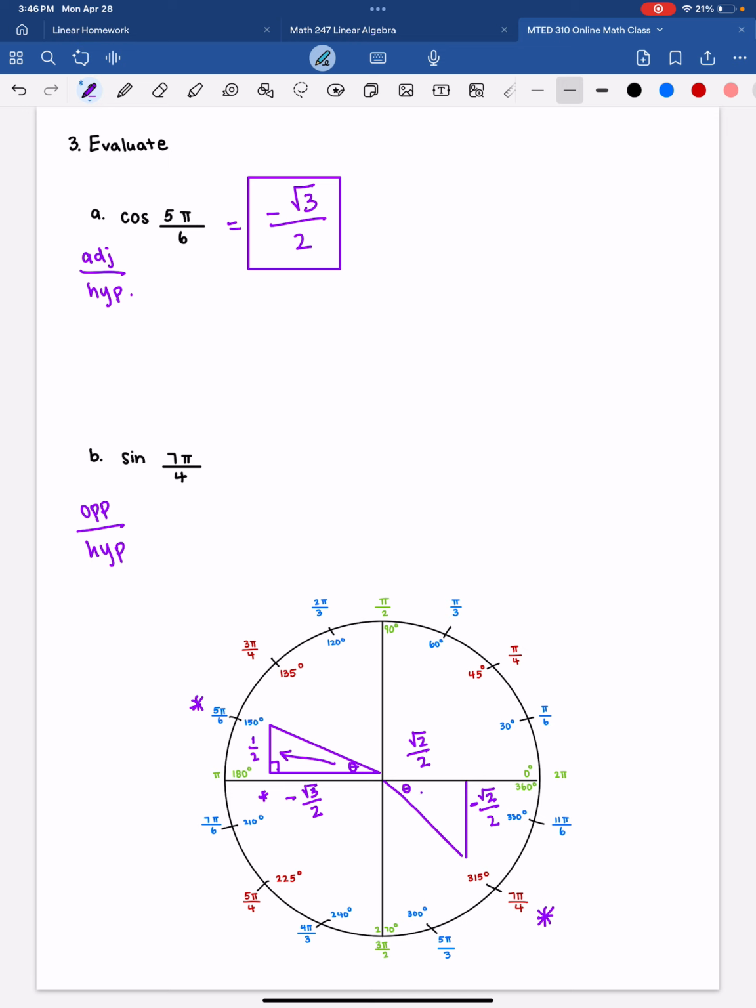And our sine value is actually looking for opposite over hypotenuse. So the one we pay attention to is the negative square root 2 over 2, which is our answer, negative square root 2 all over 2. Okay, so that is how you evaluate these two trig functions.